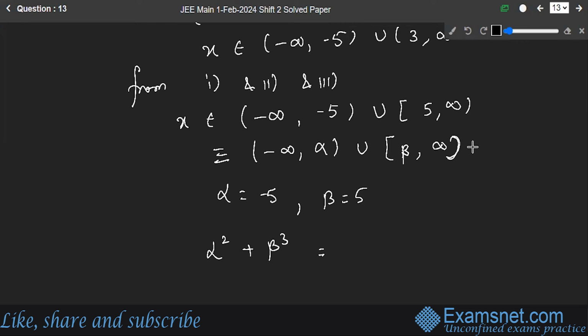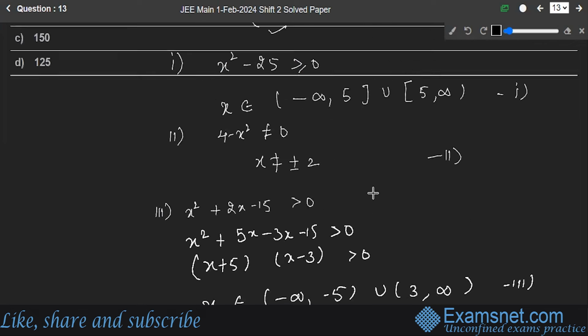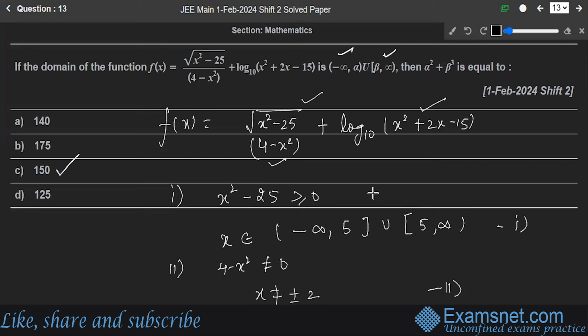So this will give me (-5) square and 125. This is equal to 150. So this is the right answer, option C. Hope you're clear with this. Let's move to the next question then.